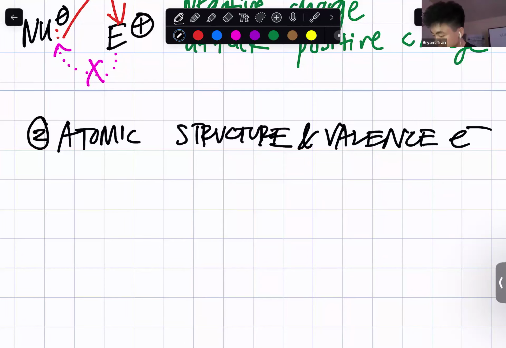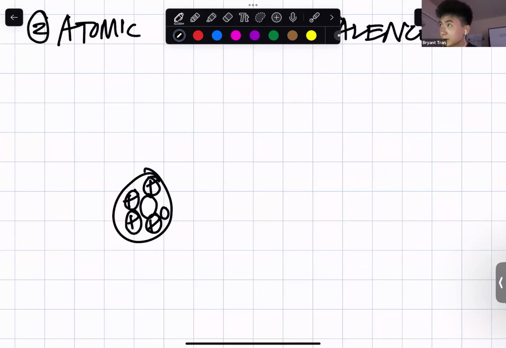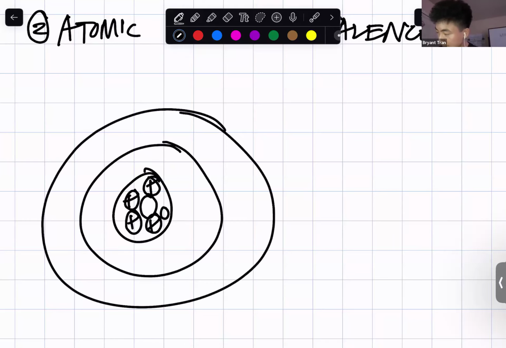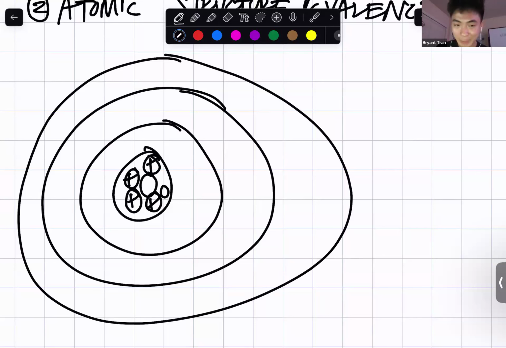An atom will have a nucleus which has protons and neutrons. Protons are positively charged, neutrons are neutral. And they're going to have electron shells. Do you remember how many electrons max are going to be in the first energy shell, first energy level? Two electrons for the first, and then the second one would be eight electrons.